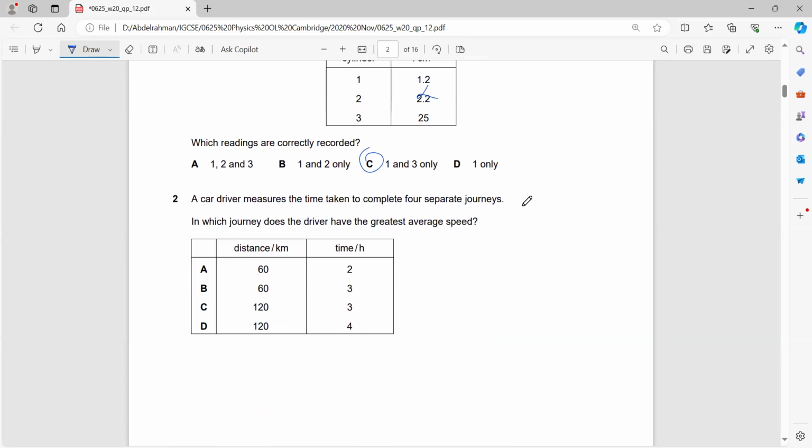A student driver measures the time taken to complete 4 separate journeys. In which journey does the driver have the greatest average speed? How can I find the average speed? Distance over time. So I need to calculate the distance over time for each of these. 60 divided by 2 is 30, 60 divided by 3 is 20, 120 divided by 3 is 40, and 120 divided by 4 is 30. So it would be C.